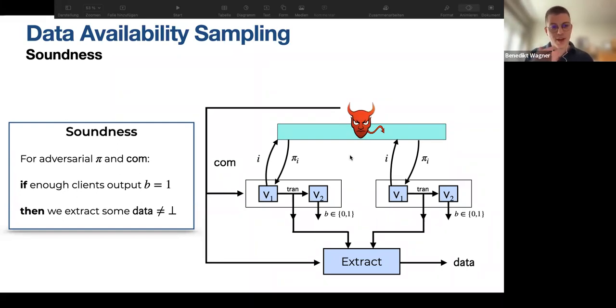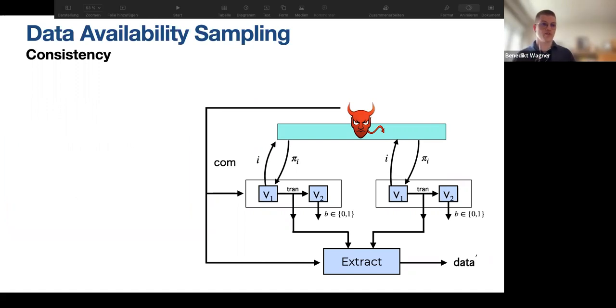So where was I? Okay. The first thing we have to assume is that there are enough clients, just because of this adaptivity, and how many clients we need is a parameter of the scheme. We will come back to that later. And then I say we extract something. I don't say anything about what we extract. So you could just output some default data and then you satisfy this notion. That just tells us that this notion alone is not enough, because we don't say anything about what we extract.